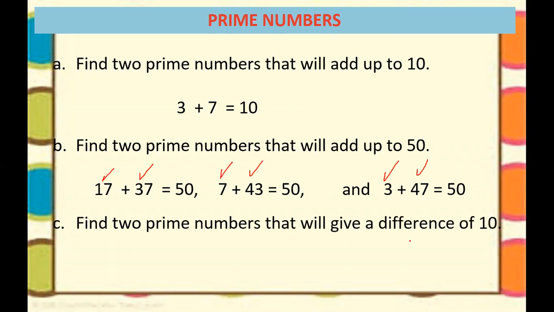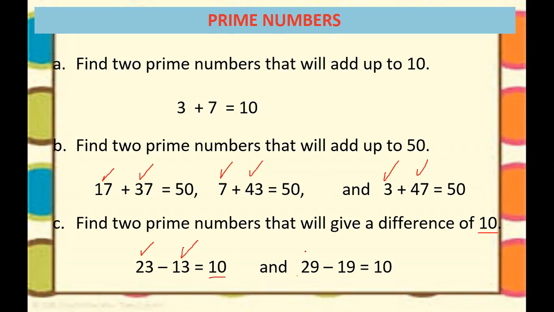Find 2 prime numbers that will give a difference of 10. So, what will be? Can you think about it before I give the answer? Okay, so we have 23. 23 is a prime number. 13 is a prime number. When we subtract them, it will give us 10.